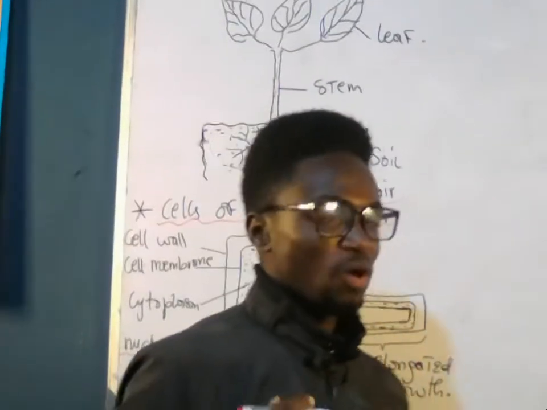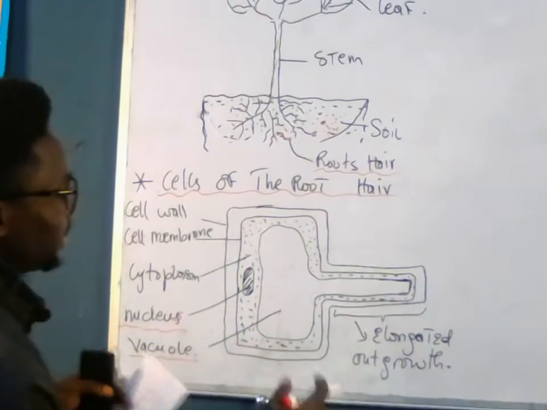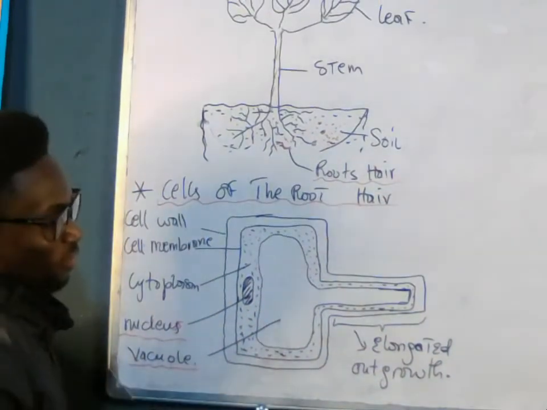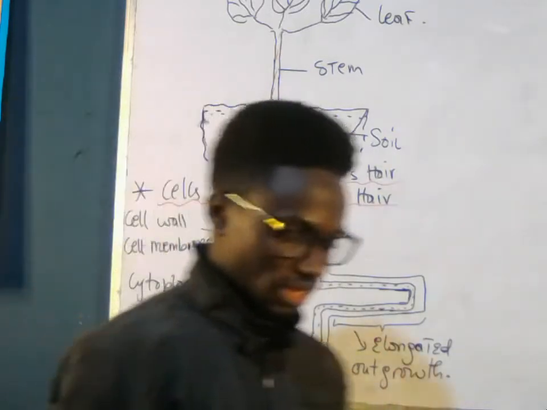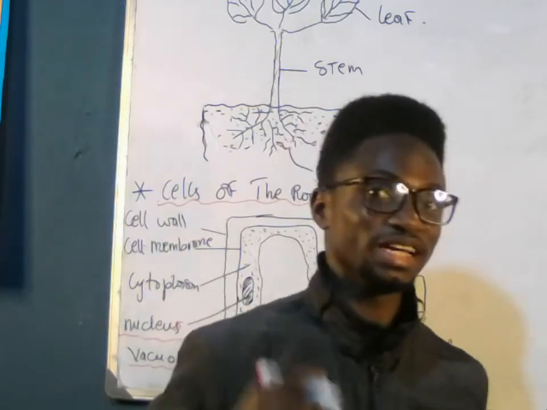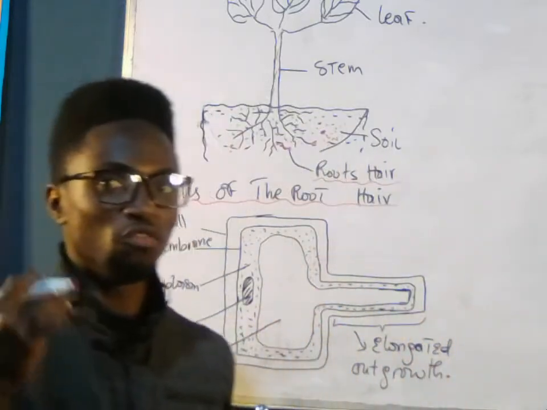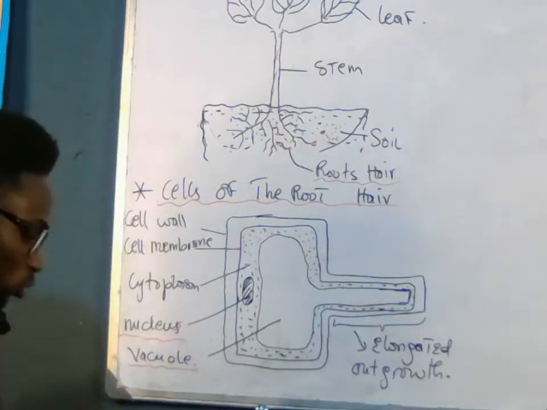But where is it different? This root hair is different from other cells because it has an elongated outgrowth. That's one of its characteristics that gives it the ability to absorb water.